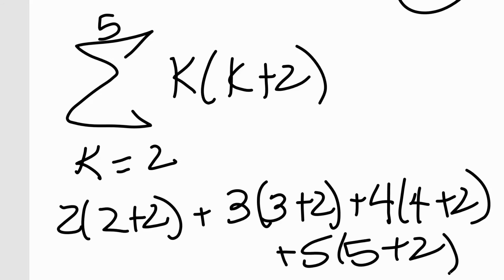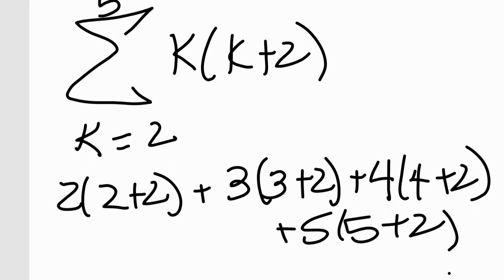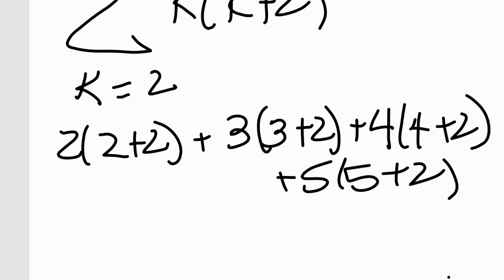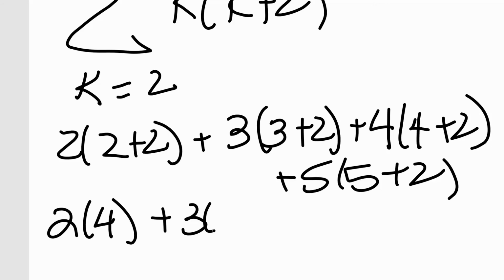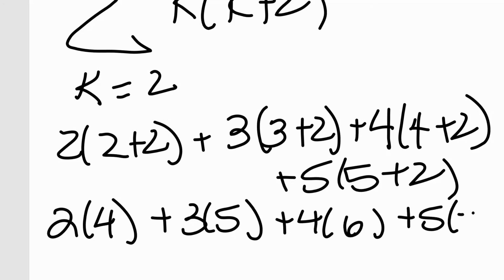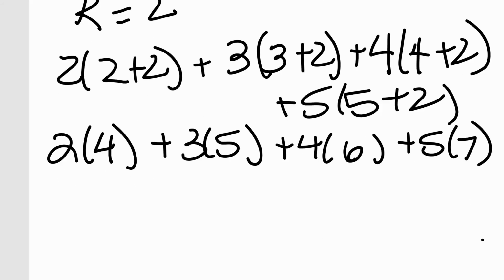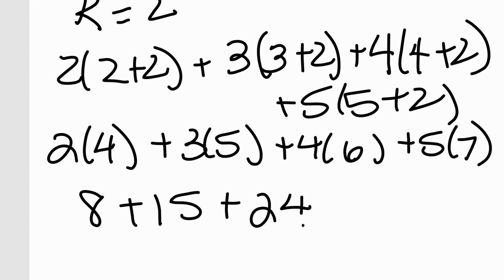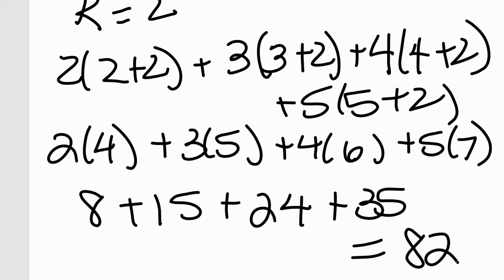So starting at 2 and ending at 5, we're going to rewrite that whole term. And then we have to do some simplifying of it. So it's going to be 2 times 4 plus 3 times 5 plus 4 times 6 plus 5 times 7. So when we do our multiplications, we're going to get 8 plus 15 plus 24 plus 35. And when we add all of those up, we get 82. So that's the answer to that summation.